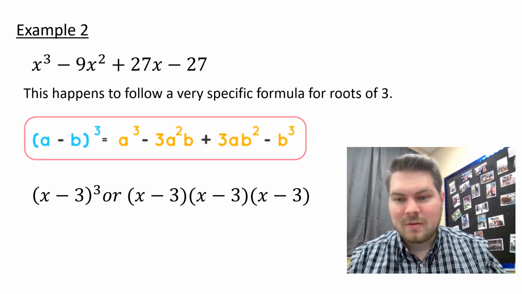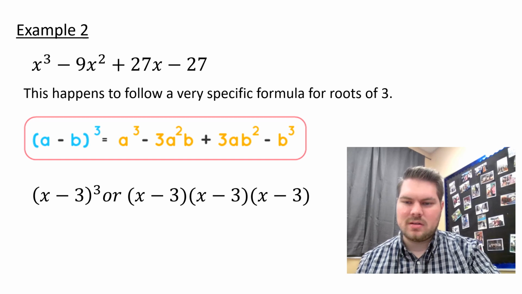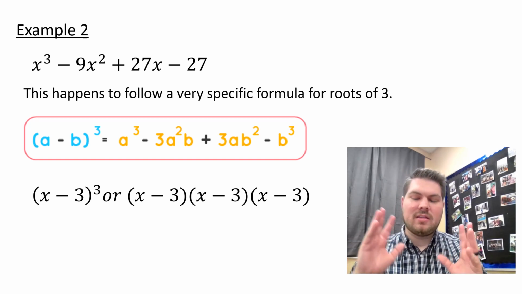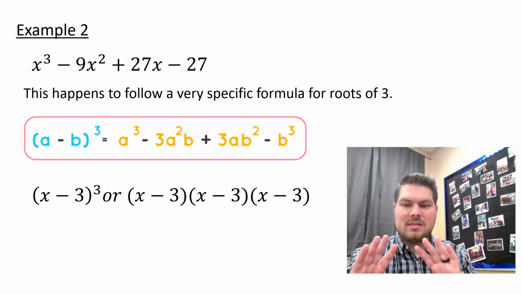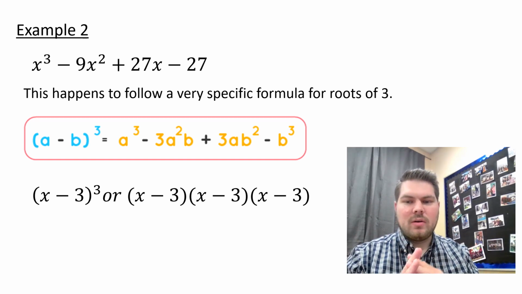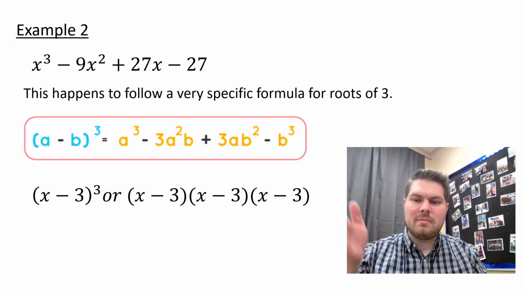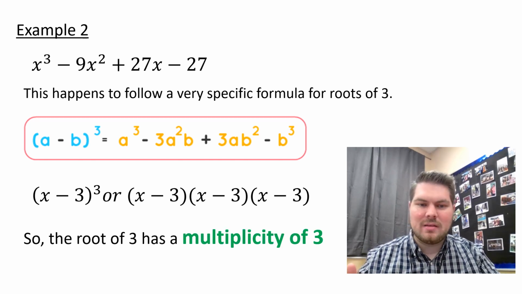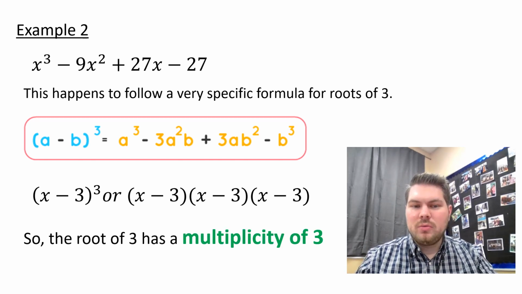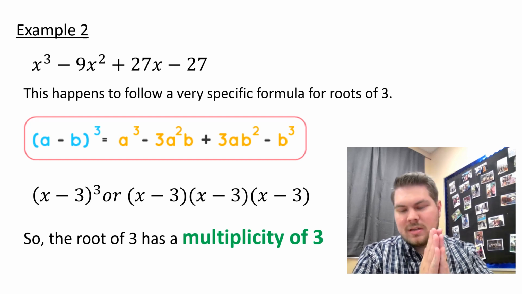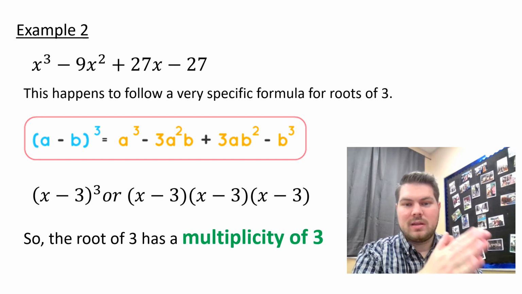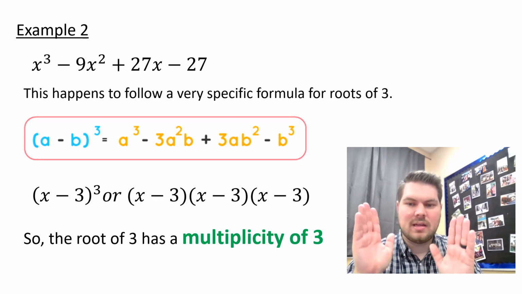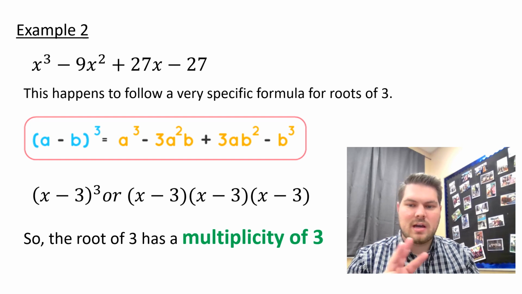And x minus 3 cubed, of course, is the same as x minus 3 times x minus 3 times x minus 3. Now, the whole point of this problem isn't necessarily the factoring, it's the multiplicity. So we want to find out how many times we have certain multiples. In this case, we have x minus 3 three times. So the root of 3, because x minus 3 equal to 0, we get x is 3, has a multiplicity of 3 because it occurs in this equation 3 times.